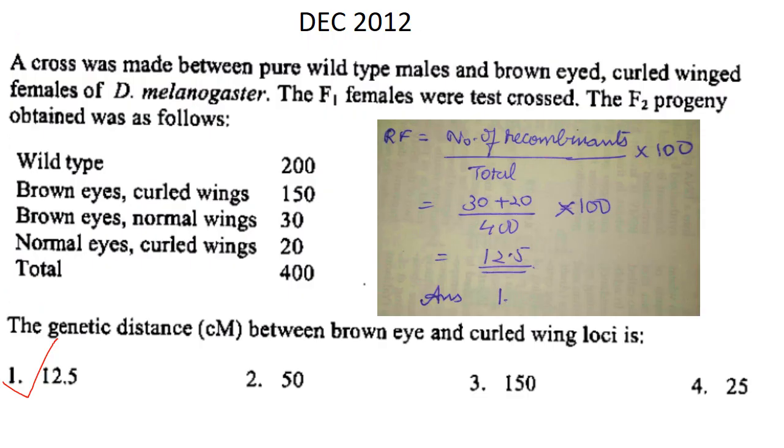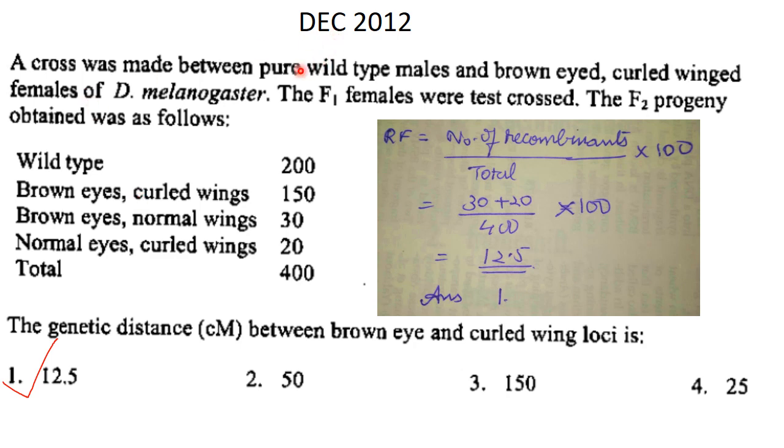Coming to the December 2012 question paper, coming to the first question. A cross was made between pure wild type male and brown-eyed curled-winged females of Drosophila melanogaster. The F1 females were test crossed. The F2 progeny obtained was as follows.